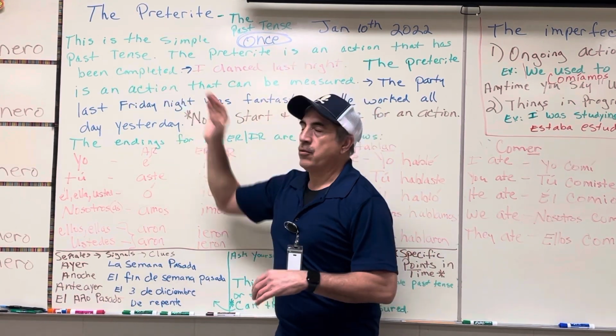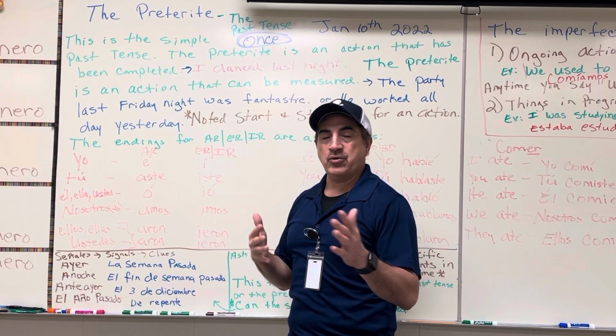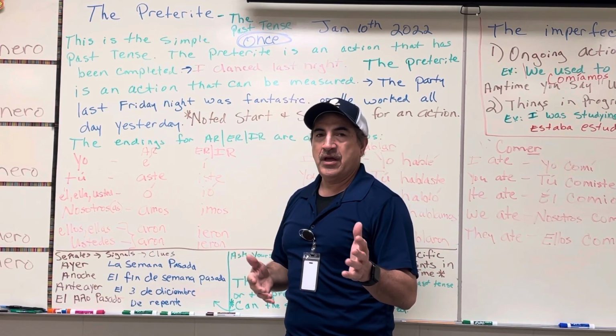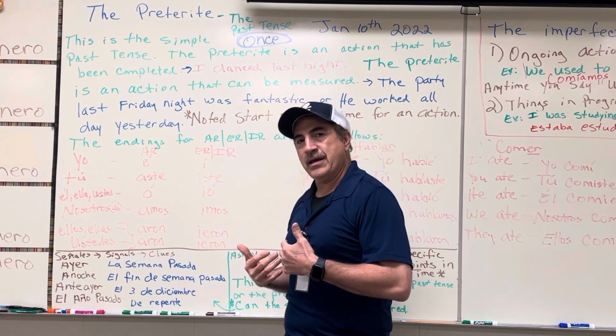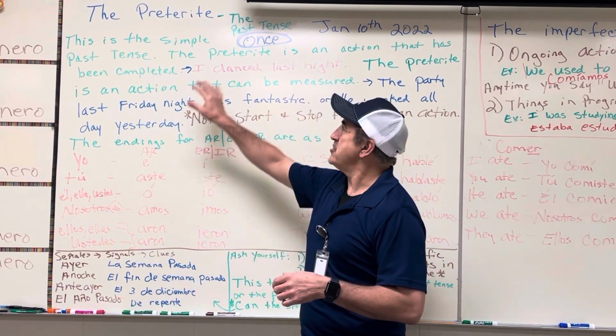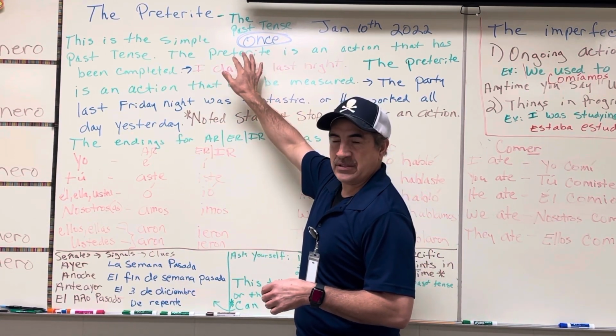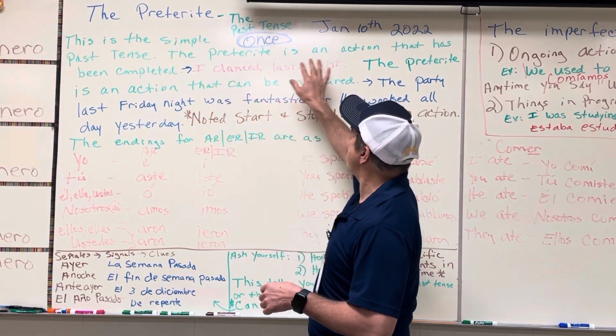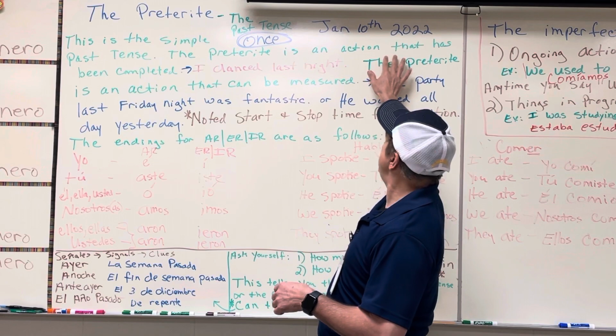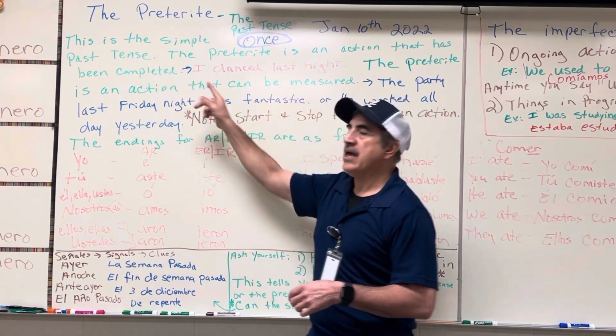Okay, so we need to know the past tense. We're going to do a lot of past tense. We're going to do reading in Spanish, and it's going to be in a past tense setting. So we need to know what the preterite means. The preterite is the simple past tense. The preterite is an action that has been completed.